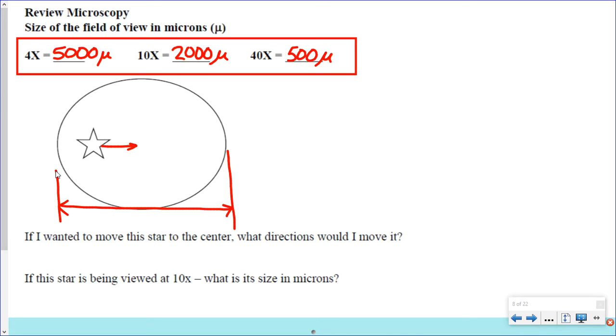So in this problem down here, it says if I wanted to move this star to the center, this direction, what direction would I move my slide? So if this was my slide on my screen, if I want my image to move to the right, I have to move my slide to the left.